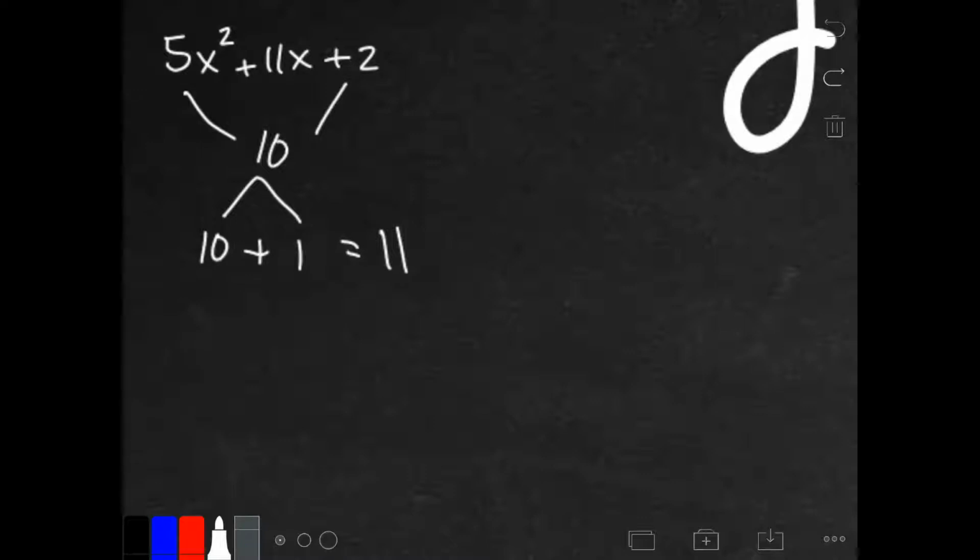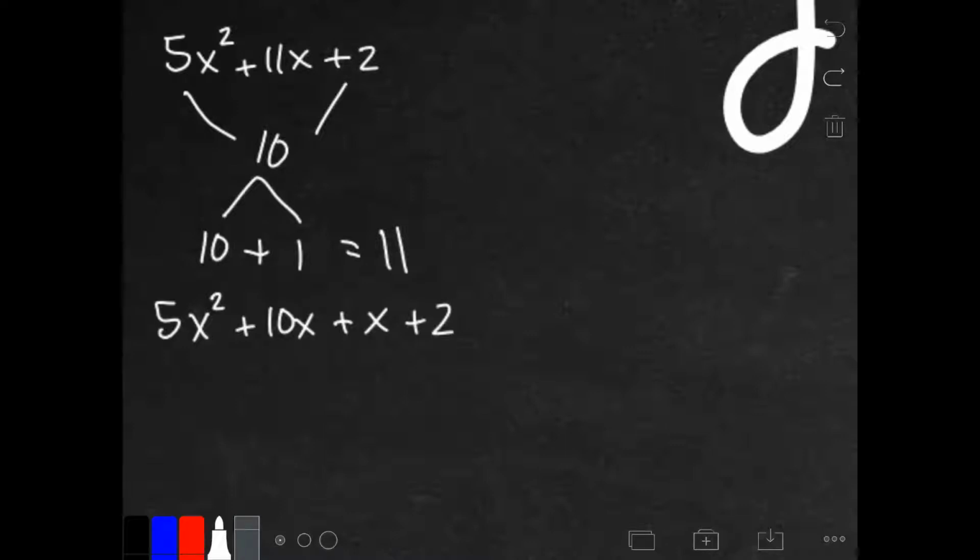Now I can take 10 and 1 and I can rewrite this trinomial as a 4-term polynomial. So that's going to look like 5x squared plus 10x plus 1x, or x, plus 2. Now we have 4 terms. Let's go ahead and factor this out.